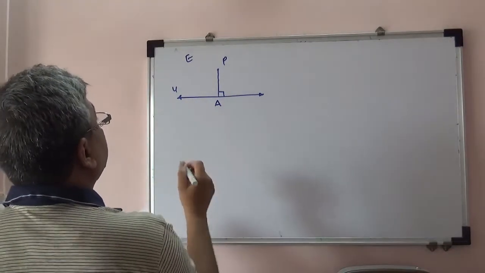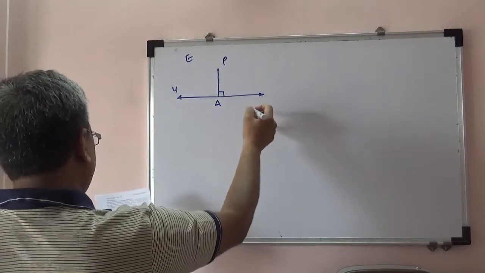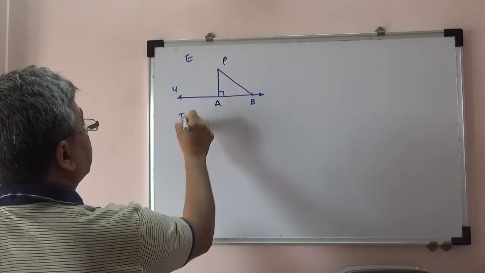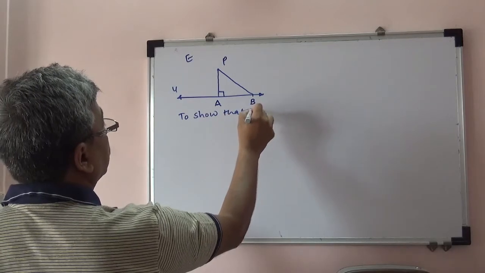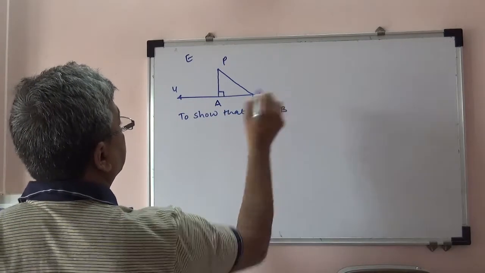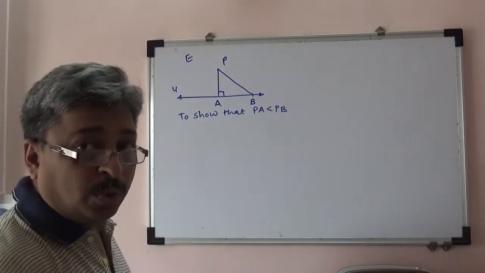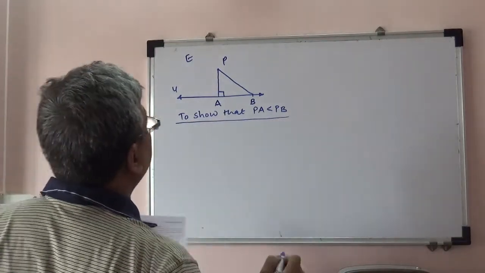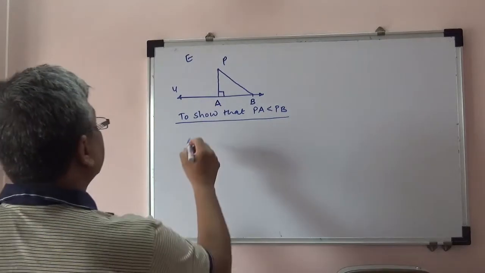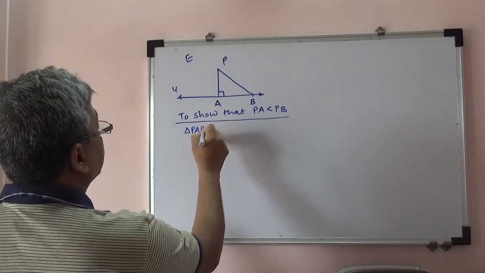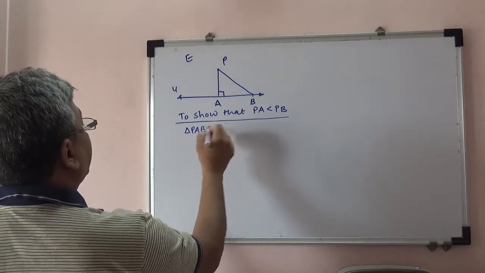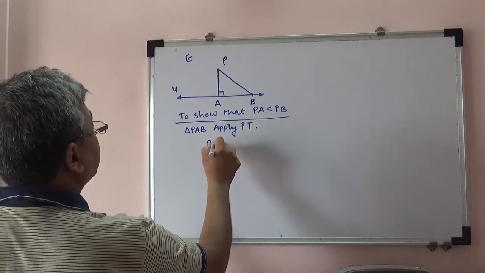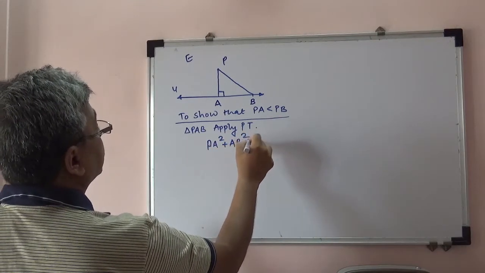We want to prove PA is the shortest distance, and therefore we choose any other point B on this line U, join PB. To show that PA is less than PB, let B be any point on line U, PA will be always smaller than PB. And you also may think how to do it, but it is very simple, very obvious. Consider triangle PAB, which is right angle triangle. So apply Pythagoras theorem, we get PA square plus AB square is equal to PB square.